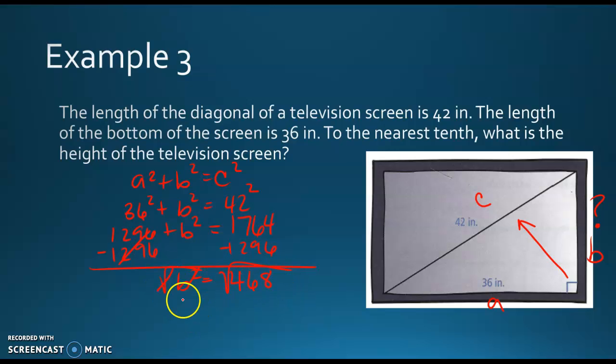And what I do to one side, I have to do the other side. So then b will equal the square root of 468. It's telling us to round to the tenth. And so I end up with 21.6 inches. And that's the height of the TV.